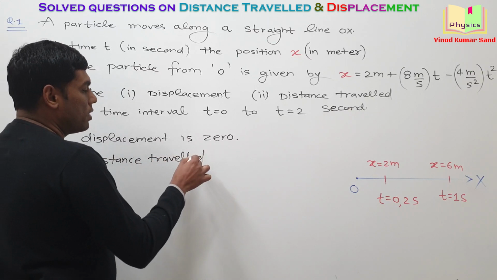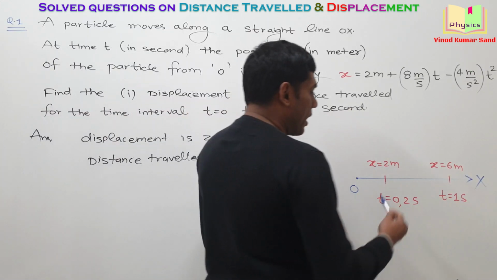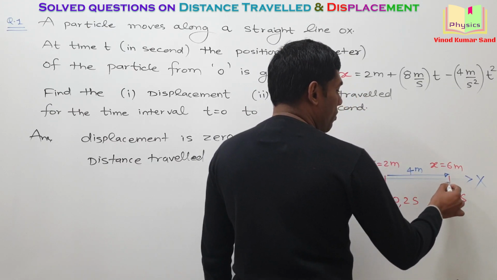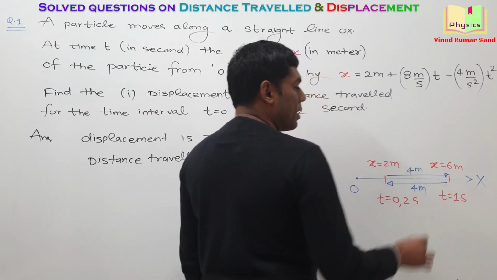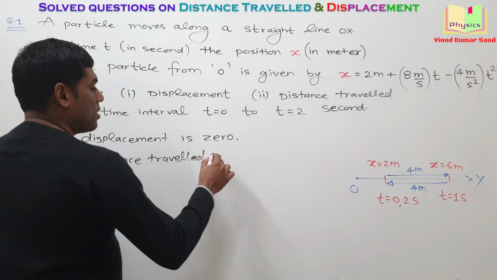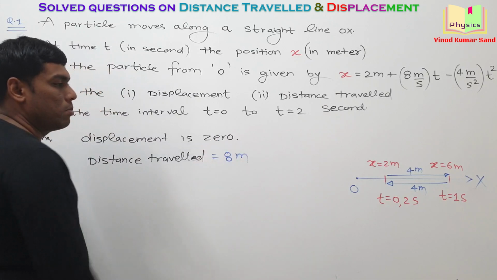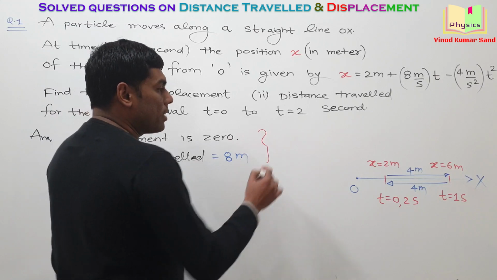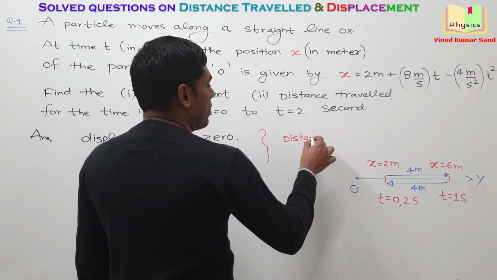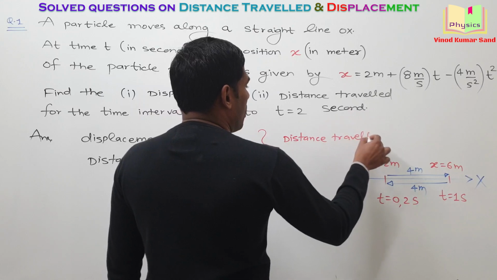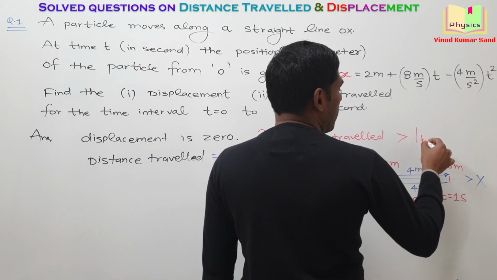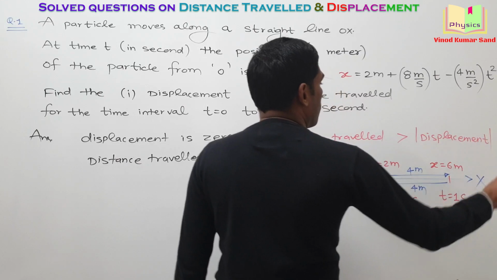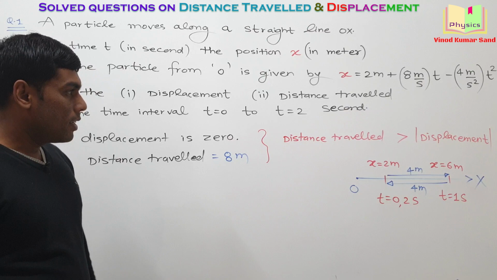What is your answer for the distance traveled? In this direction, it has traveled a distance of 4 meter, and then while coming back, it will again travel the same distance of 4 meter. So the distance traveled will be equal to 8 meter. Clear? For this example, we can say that distance traveled is greater than the magnitude of the displacement. I hope you understand this thing.